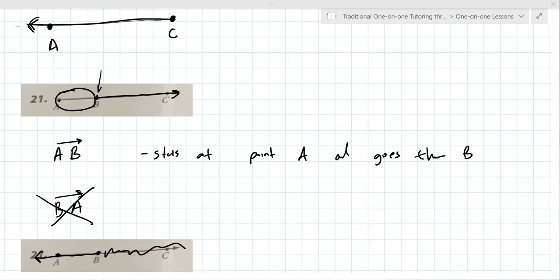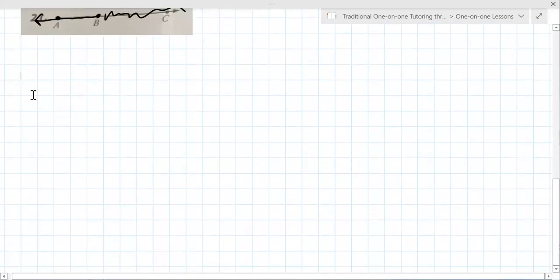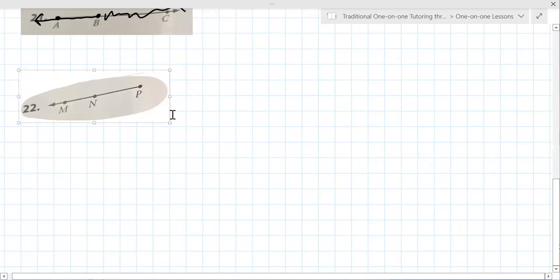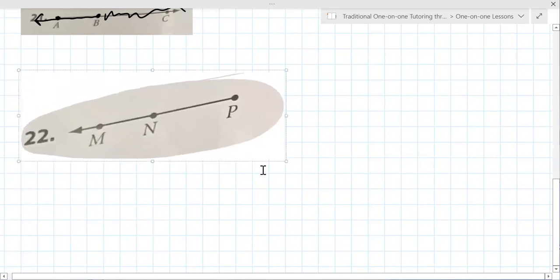All right, so let me grab the next one here, 22, and we'll look at that one next. So here is 22. Notice the ray goes to the left. It's going in that direction to the left.